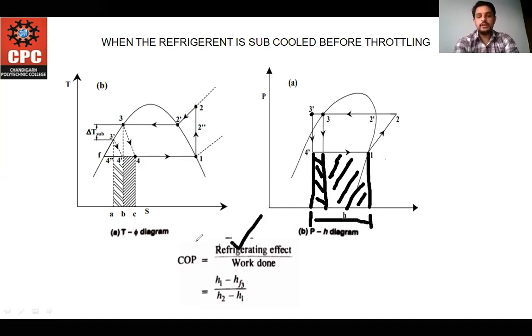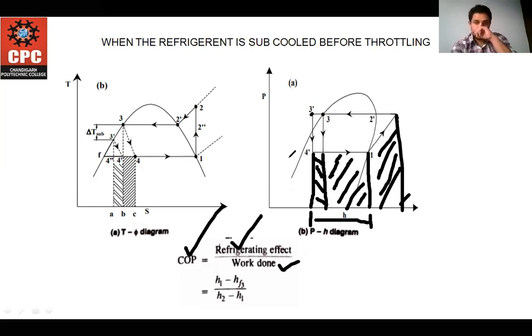If refrigerating effect is increasing, obviously COP will increase, because COP is directly proportional to refrigerating effect. It has a direct relation with refrigerating effect. If refrigerating effect increases, COP will obviously increase. And you can see the work done is almost the same in both cases. That's why it remains constant, due to which COP will increase. On top of that, we have no need to do extra work to bring the refrigerant into the subcooled region.